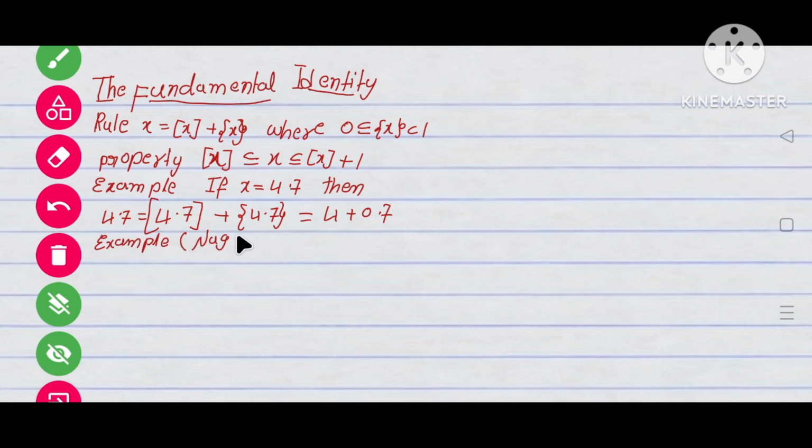Example for negative. x is equal to minus 2.3. So minus 2.3 is equal to step of minus 2.3 plus the fractional part of minus 2.3. That is equal to minus 3 plus 0.7.